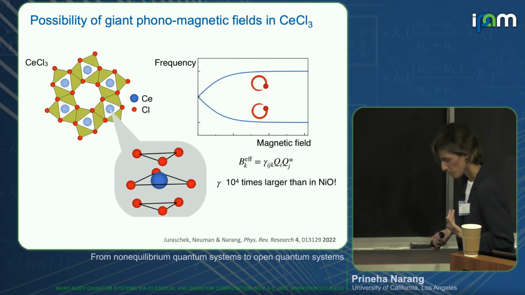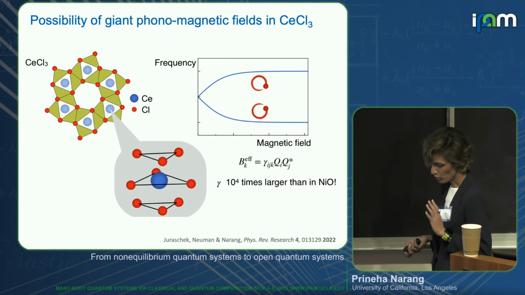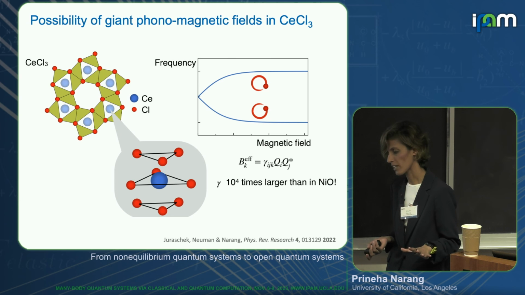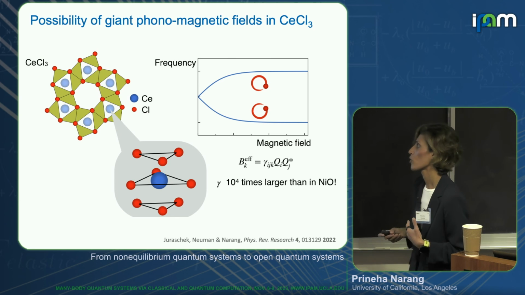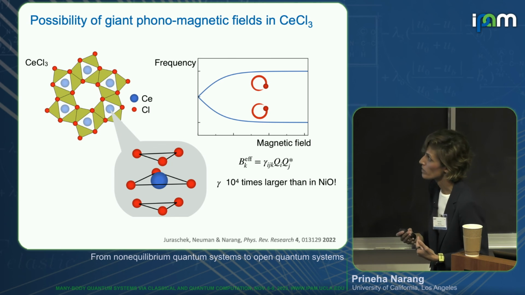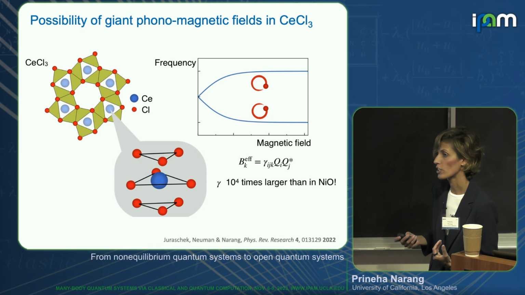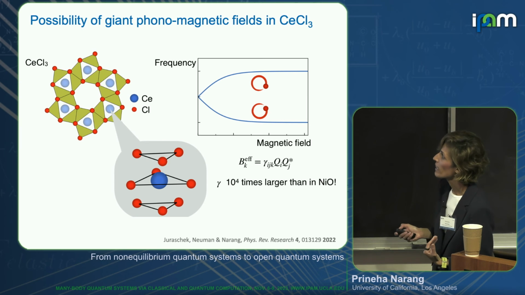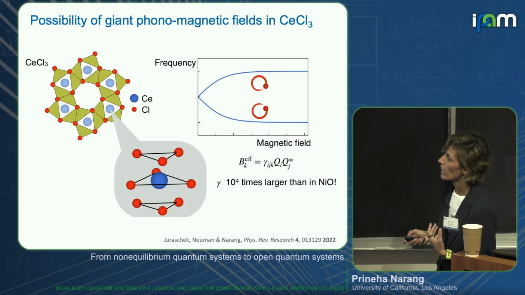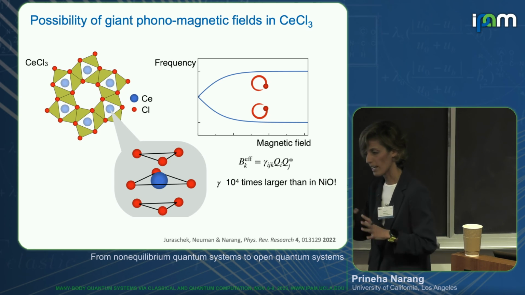And that's exactly what we do. In fact, we not only calculate these phonomagnetic fields for systems that are well known, like nickel oxide, but also started to look at other systems where such effects can be quite large. I want to give you an example of that in a rare earth trihalide, cerium trichloride in particular. This is an exciting system because a lot of things are happening here.